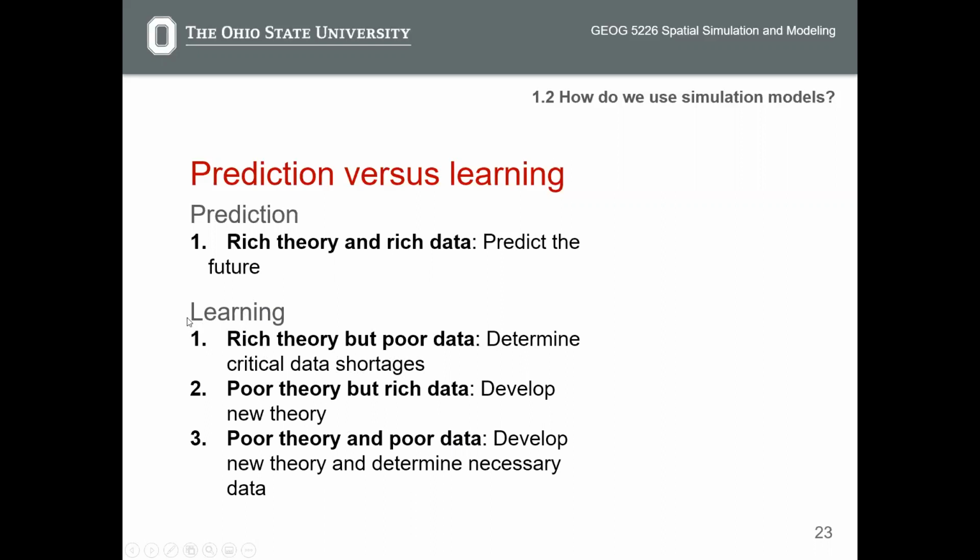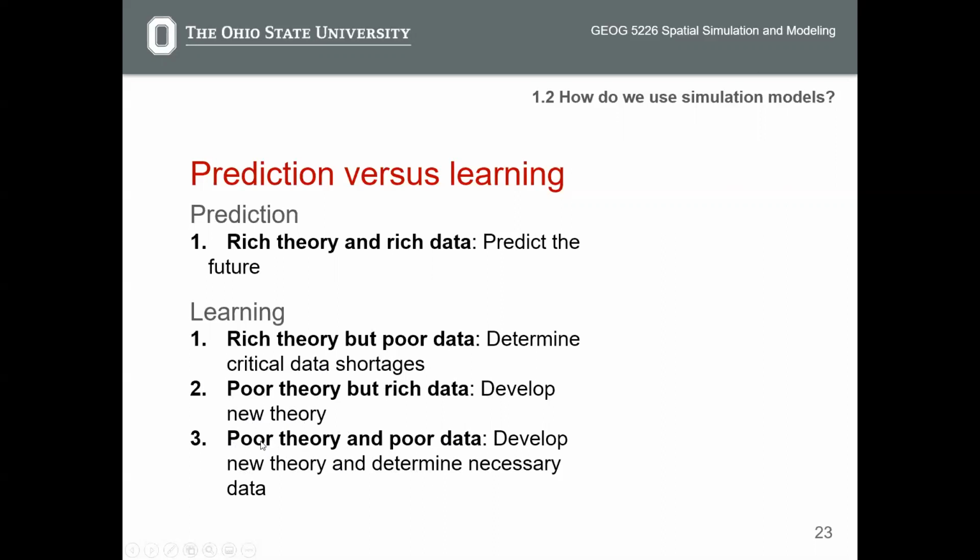These 3 scenarios belong to the purpose of learning, because in these scenarios, you cannot do prediction, okay? If you have a rich theory, poor data, you know that you need more data. If you have poor theory but rich data, you need to use this rich data to develop new reliable theory. That's what you are going to learn from experiments and the process of creating models. If you have poor theory and poor data, sadly, develop new theory and determine necessary data. You have to do both, okay?